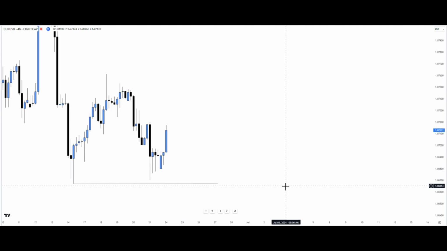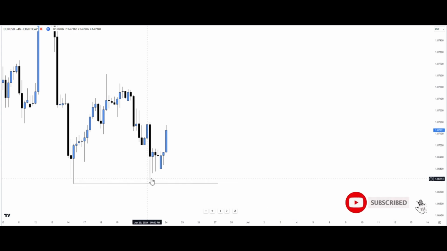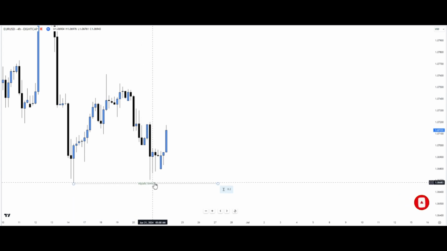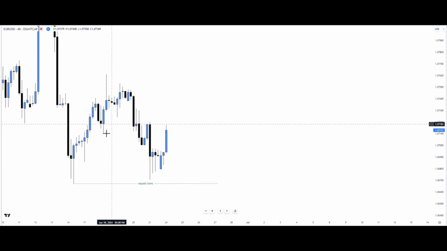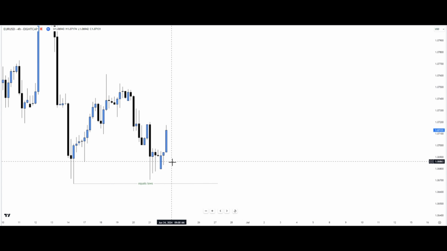So equal highs can be used both as an area of target or an area of context to trade from. Right here we've also identified equal lows on the 4-hour time frame on the Euro USD. These are equal lows right here. As you can see, these lows are in close proximity to one another. So we want to see how price is going to use these equal lows as an area of target or draw on liquidity, because we've already seen market structure move to the sell side. So let's see what price does.